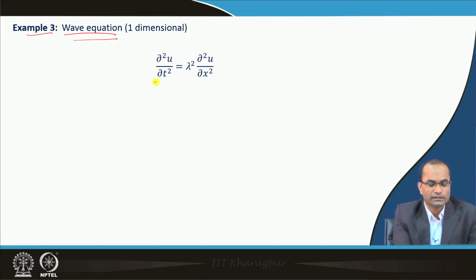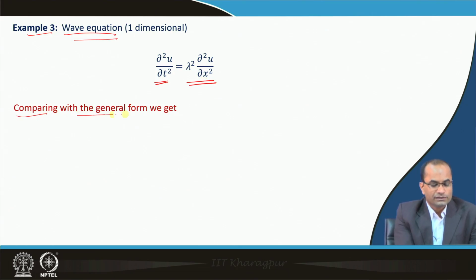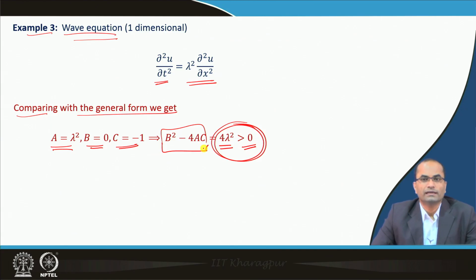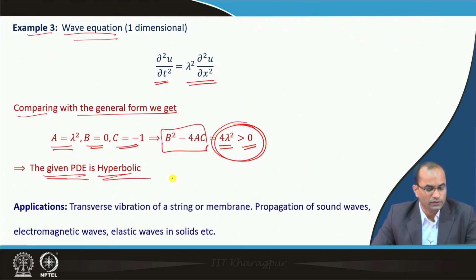del 2 u over del t square is equal to lambda square del 2 u over del x square. And if we compare this with the general form, what we will get, this A is lambda square, the B is 0 and C is minus 1. So, if we compute this B square minus 4 AC, which is coming to lambda square, here this is positive. So, this discriminant B square minus 4 AC is positive now, and hence this equation falls into the category of hyperbolic equations. So, this given PDE is hyperbolic.